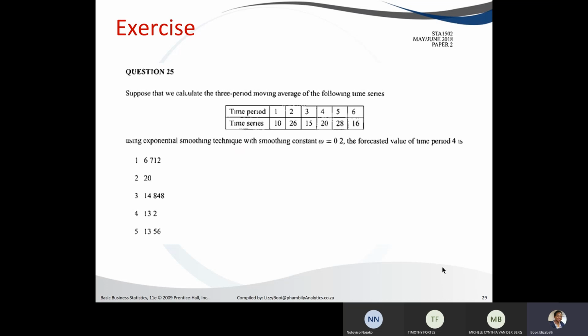Okay. So there is another one for you to do on your own, at your own time. They give you the weighted average of 0.2, and they're asking you to calculate for period number 4. So it means you need to calculate for 1, 2, 3 until you get to 4, so that you can see what your weighted average will be.